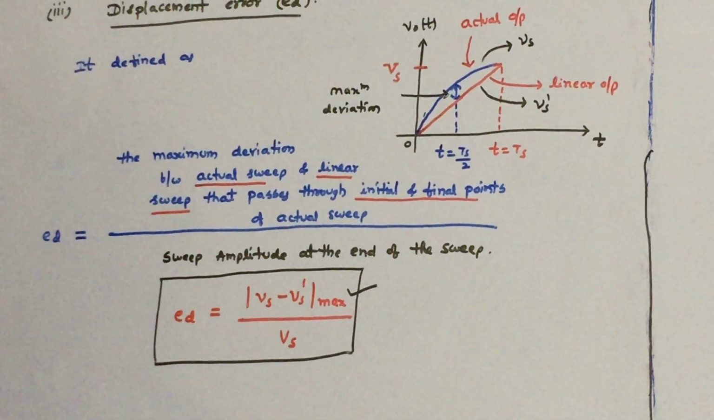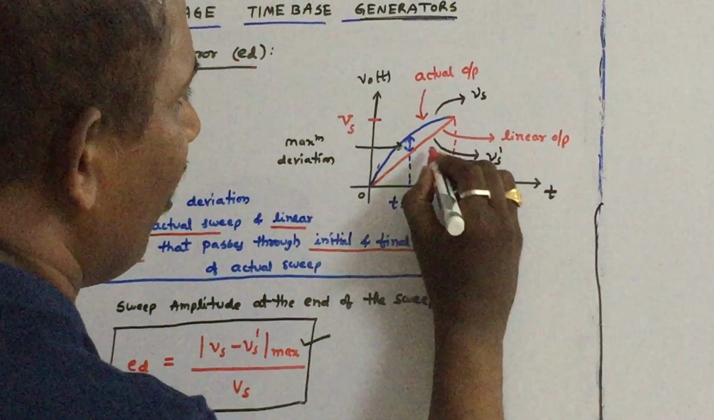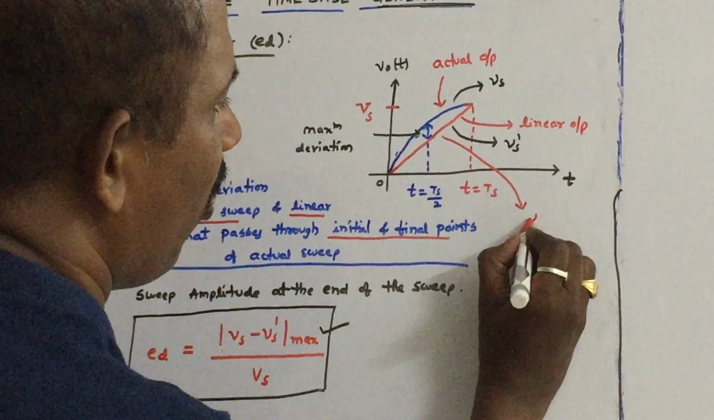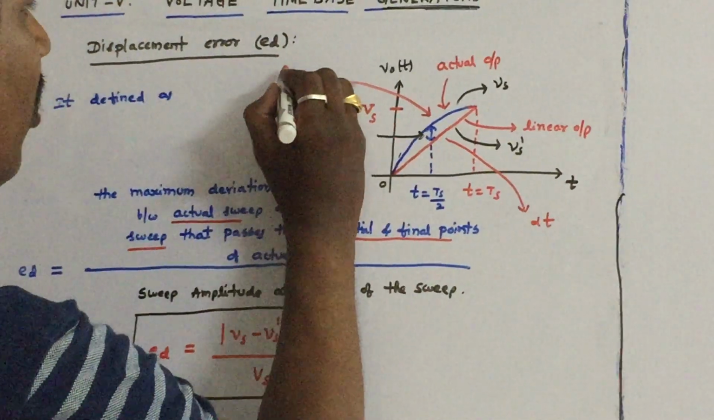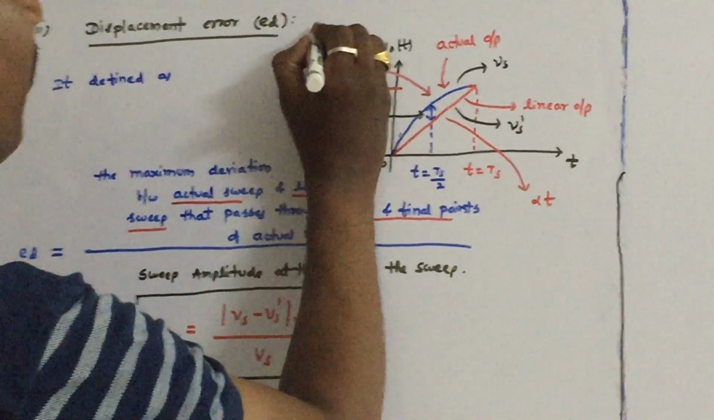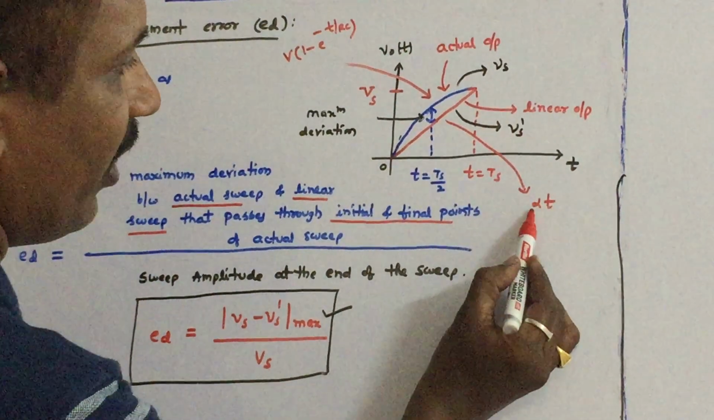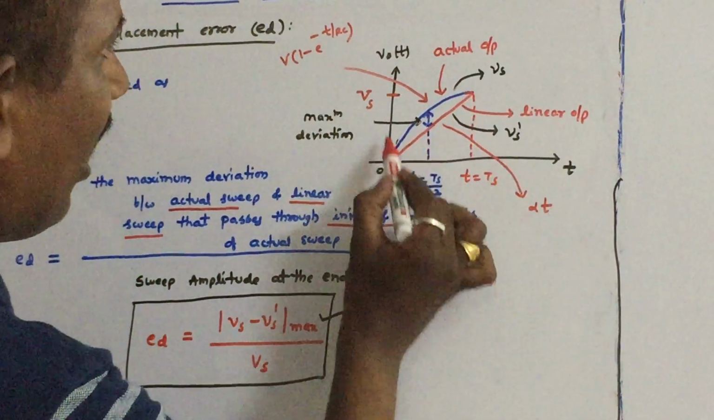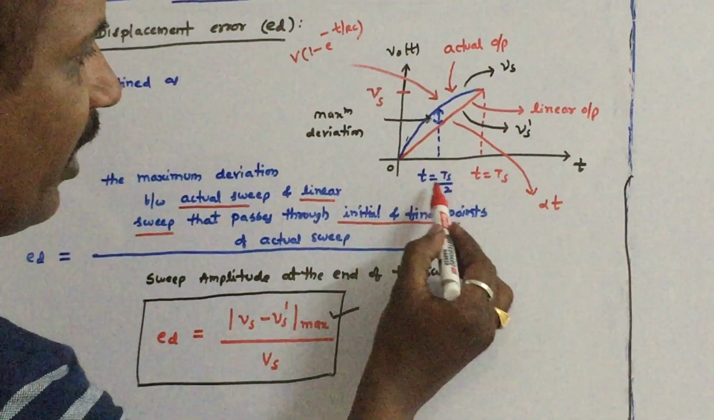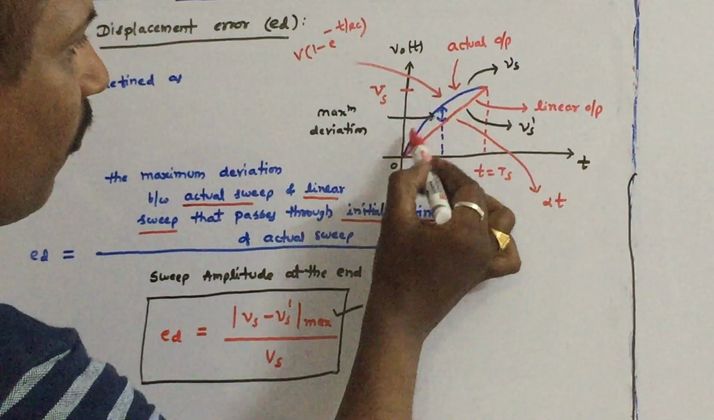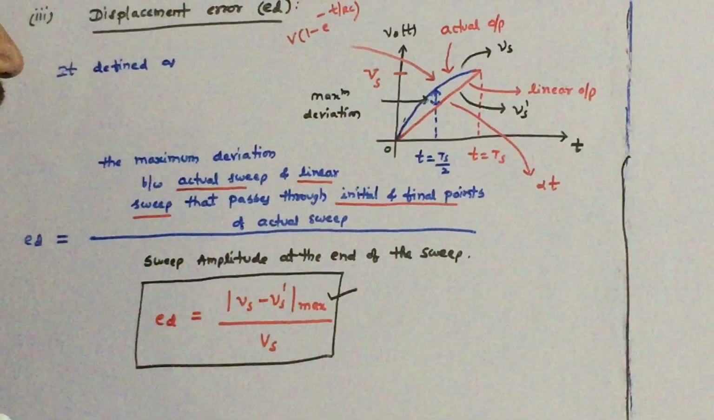We have already calculated the linear graph. The linear graph equation, as you know, is alpha t. The blue line equation, we already know, is V into 1 minus e power minus t by RC. We calculate alpha t at t is equal to ts by 2 and the voltage at t is equal to ts by 2. From these two, we can find the numerator.